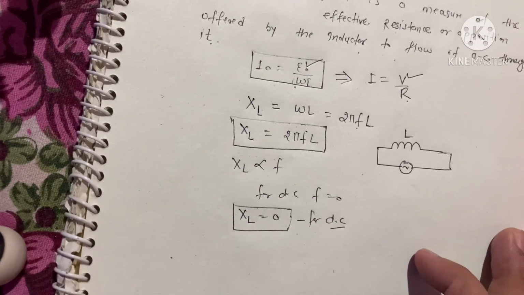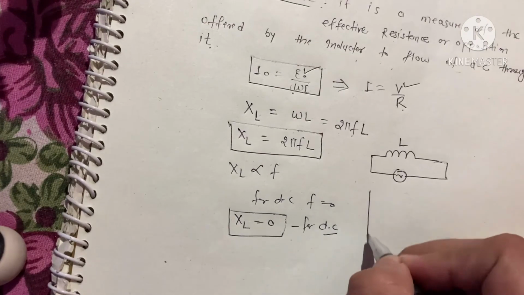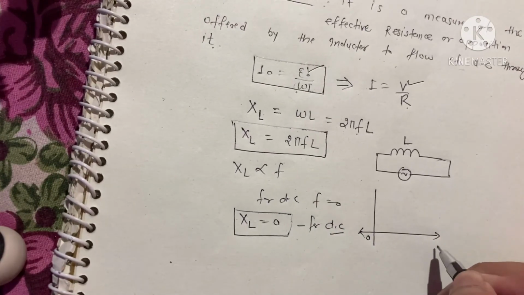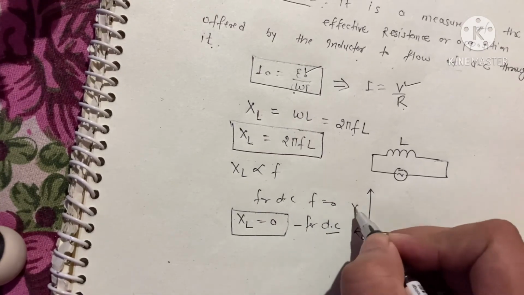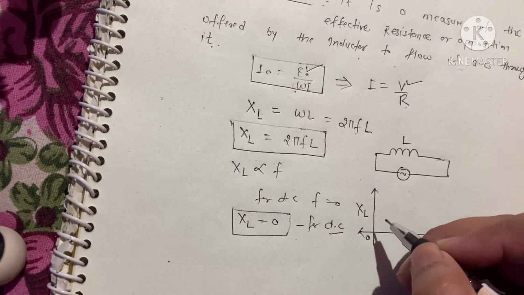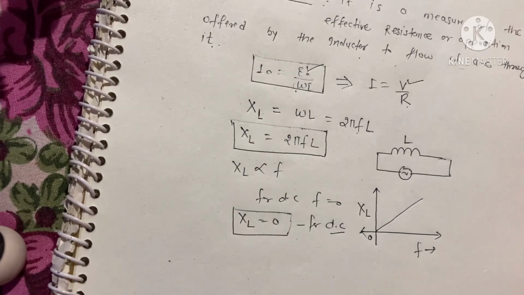If I plot the graph, we know that this is a direct proportional relation. Suppose I am plotting a graph; this is 0. This is the frequency axis, because it is the known quantity, and if I increase the frequency, XL will also increase. So you can see here it will give a straight line. This is the graph of XL versus F.